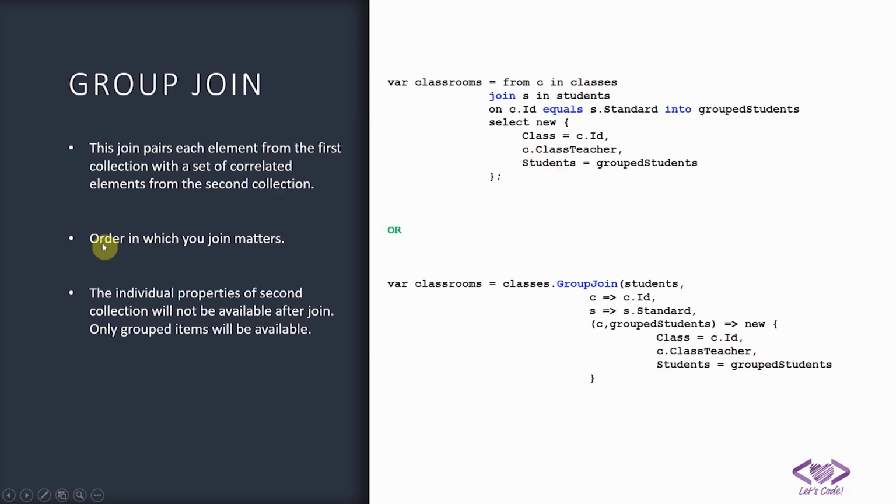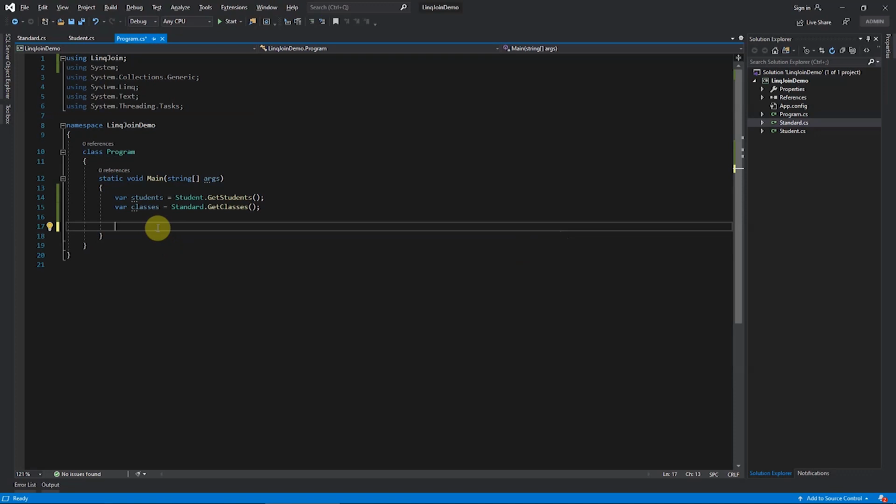And again here one very important point compared to inner join is the order in which you join matters. So if you are using classes first and students second, then the data which you get is different when you use students first and classes second. Okay, so we will understand this more in detail using the code. Yes, I am in Visual Studio now.